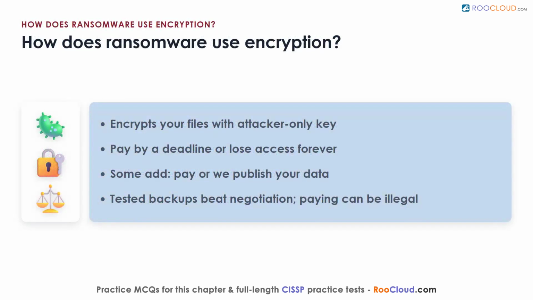How does ransomware turn encryption against you? Ransomware weaponizes cryptography, the very tool meant to protect you. After infecting a system the usual ways, it generates a key known only to the attacker and encrypts your critical files with it. Suddenly your own data is locked away and a demand appears: pay by a deadline or lose access forever. Some attackers add a second threat: pay or we publish your sensitive data too.